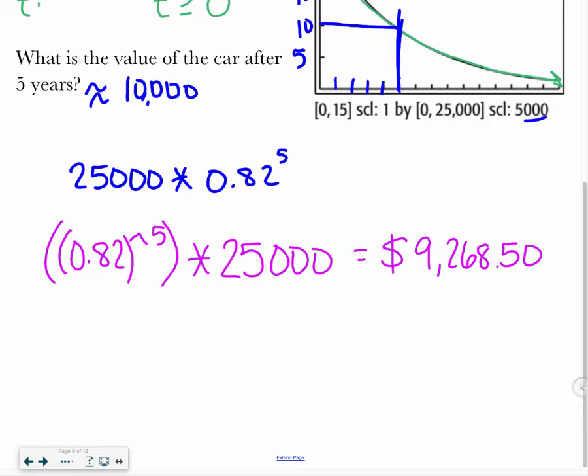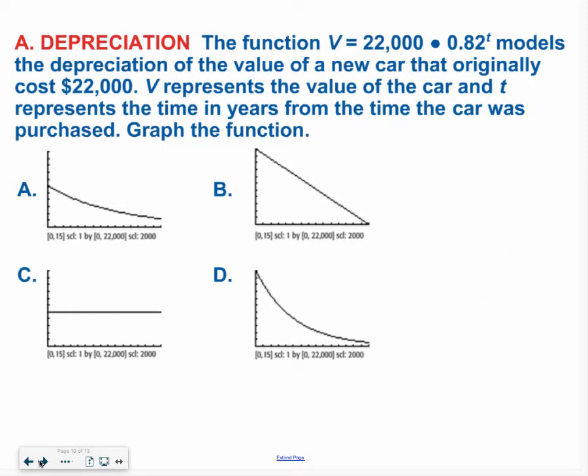So 10,000 is close, but if you thought you were getting 10,000 and then you only got this much, you might be a little sad. So it's nice to use the equation to find out exactly. And go ahead and look at these graphs and see which graph matches the function.